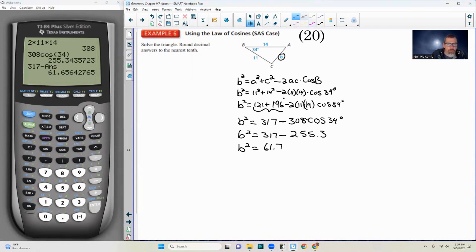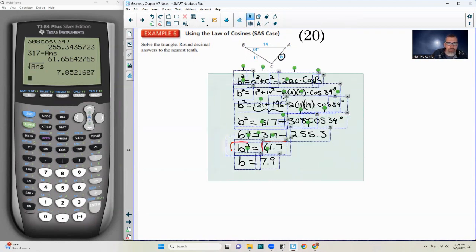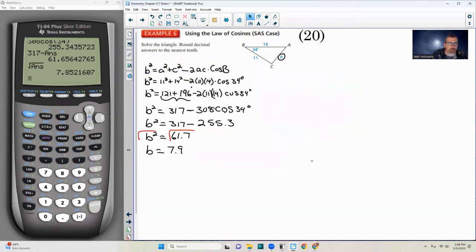And then I take the square root of both sides. Okay, and that's going to give me b equals the square root. So I'm going to go square root, second answer. So I'm not rounding until the very end. 7.85 rounds to 7.9. Okay, so there is side B, 7.9. So 11, 7.9, and 14. So now let me just move all of this over to here.